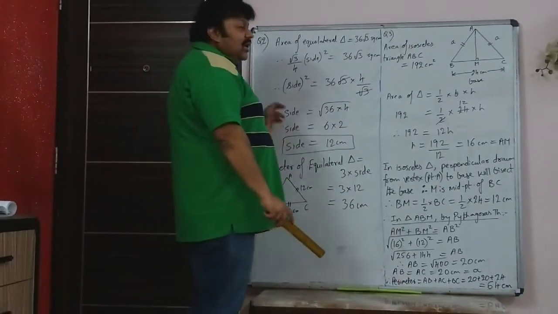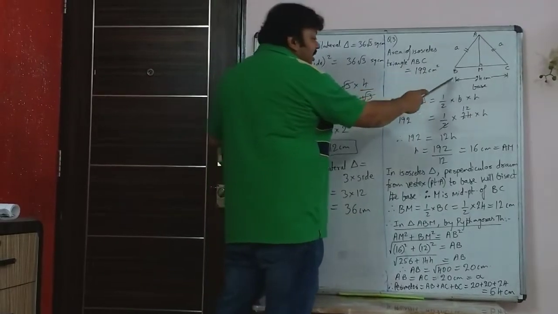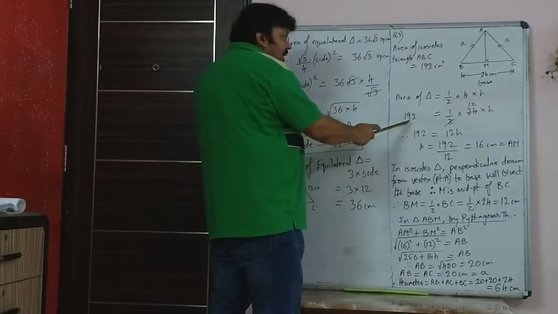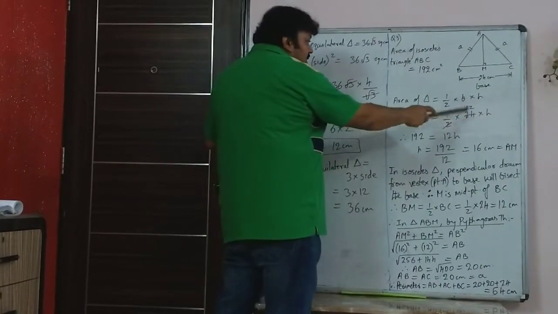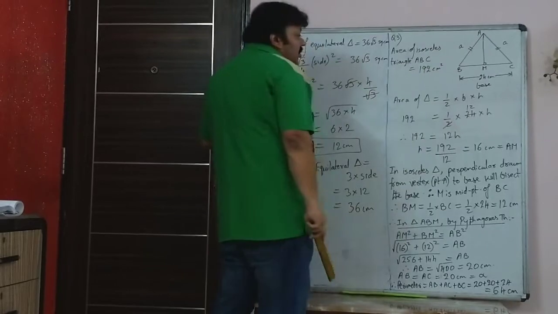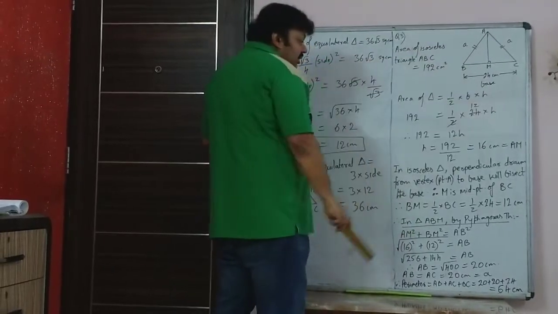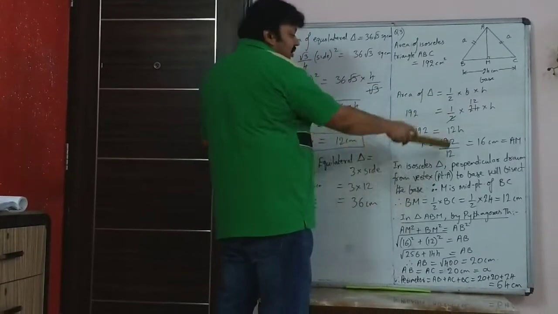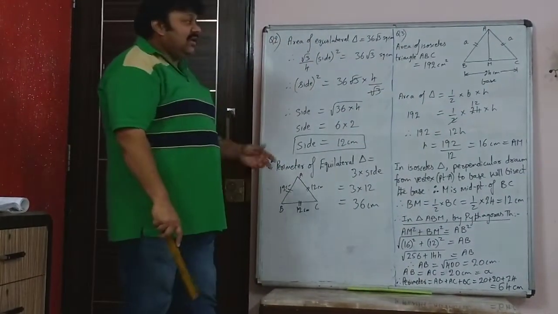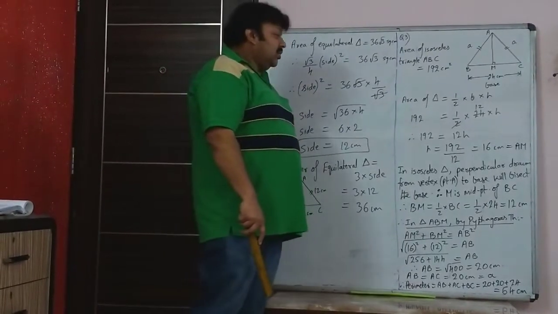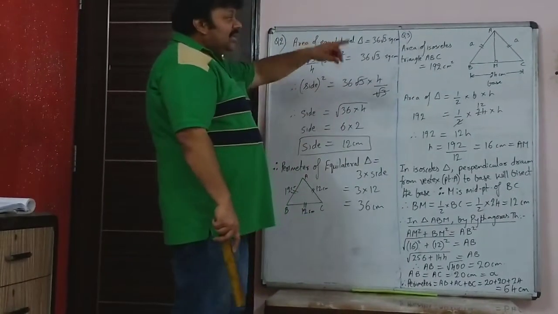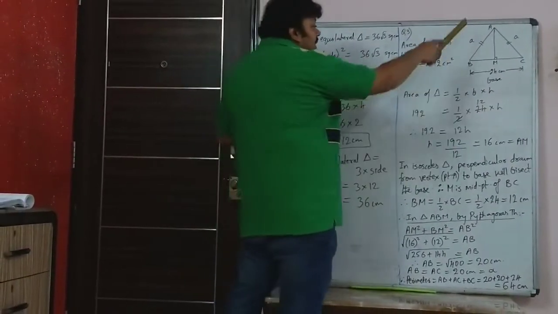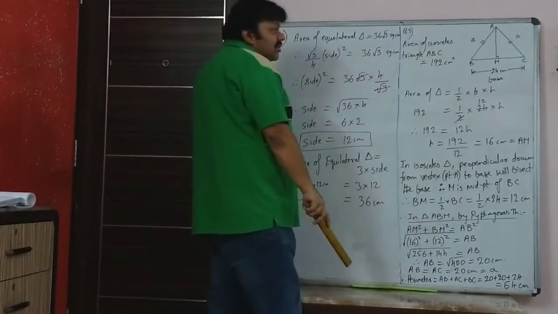So area of the triangle 192 is half base 24 into height AM. So 192 is half into 24 into height. AM is the height, so we can find the height. It is 192 upon 12 or 16 centimeter. So AM is equal to 16 centimeter. That is the height. Now our question was not to find the height. They have again asked you the perimeter of this triangle.